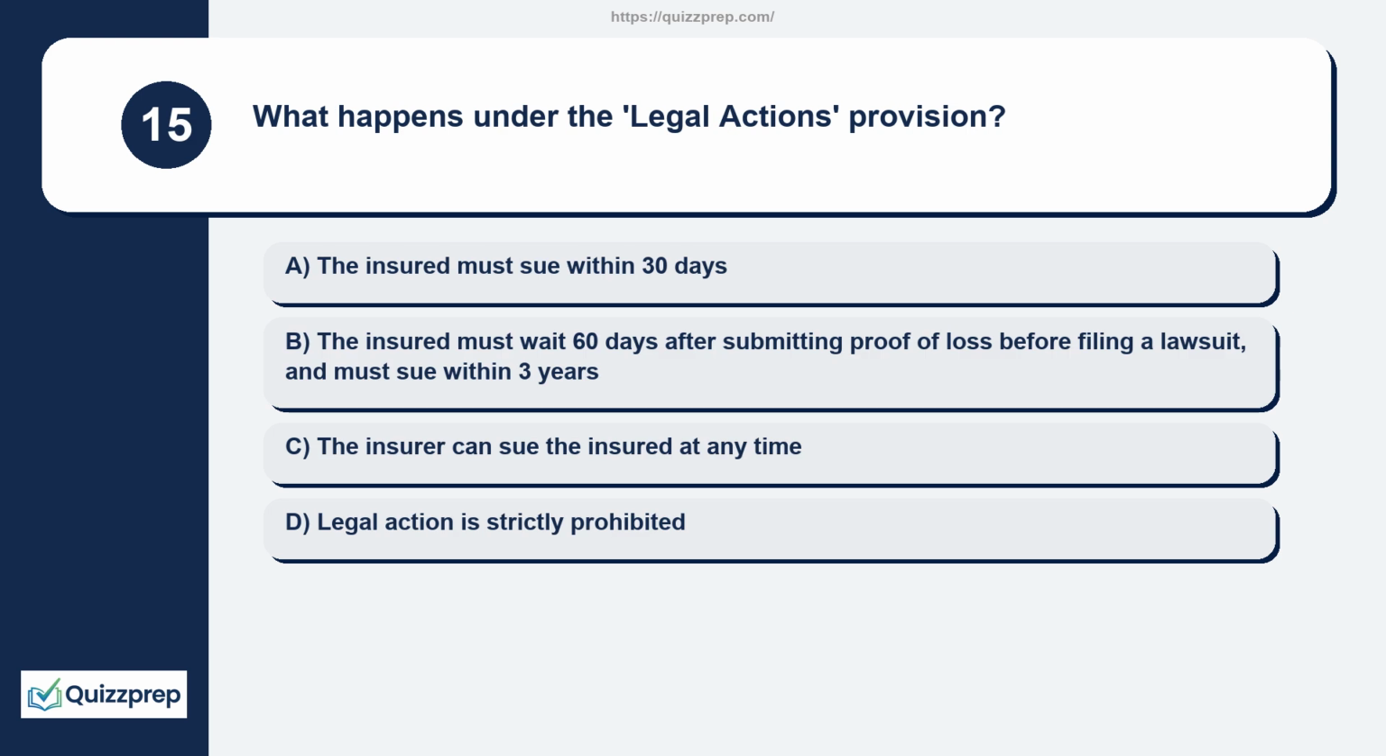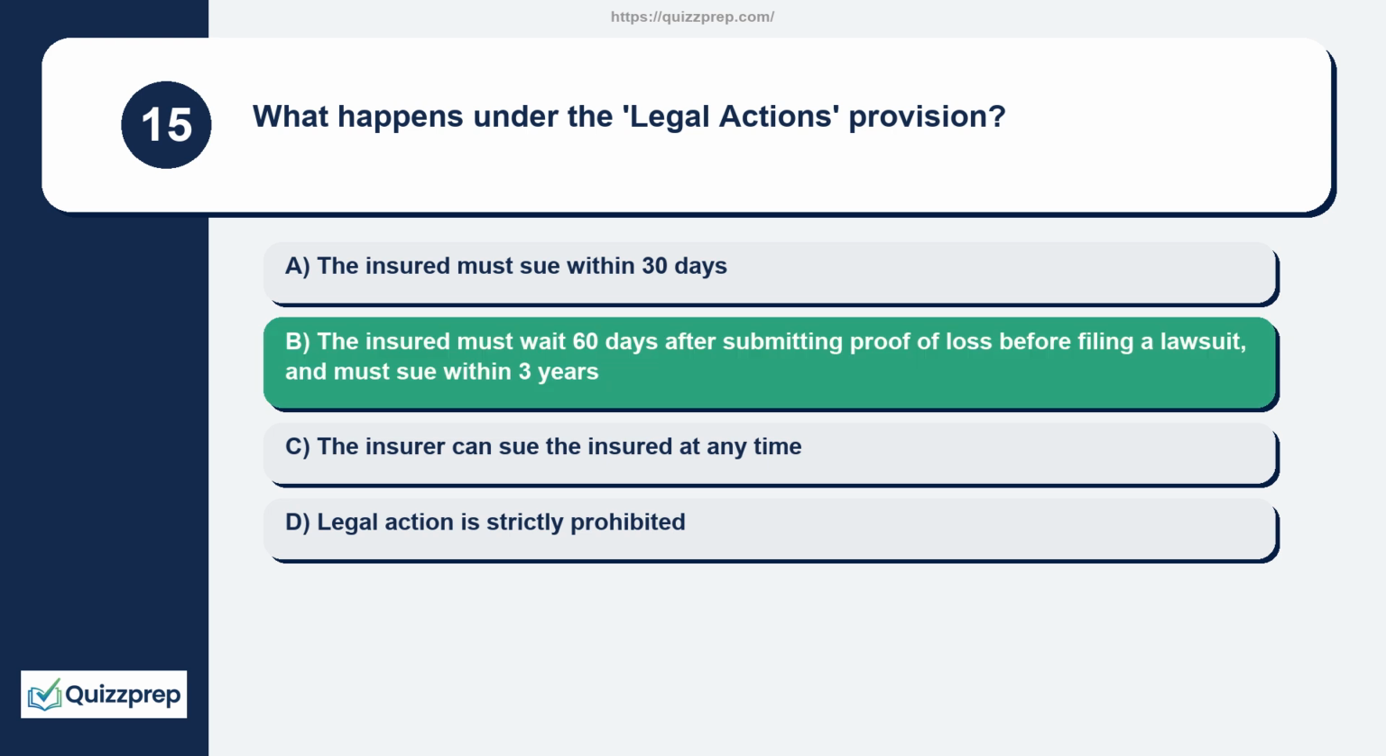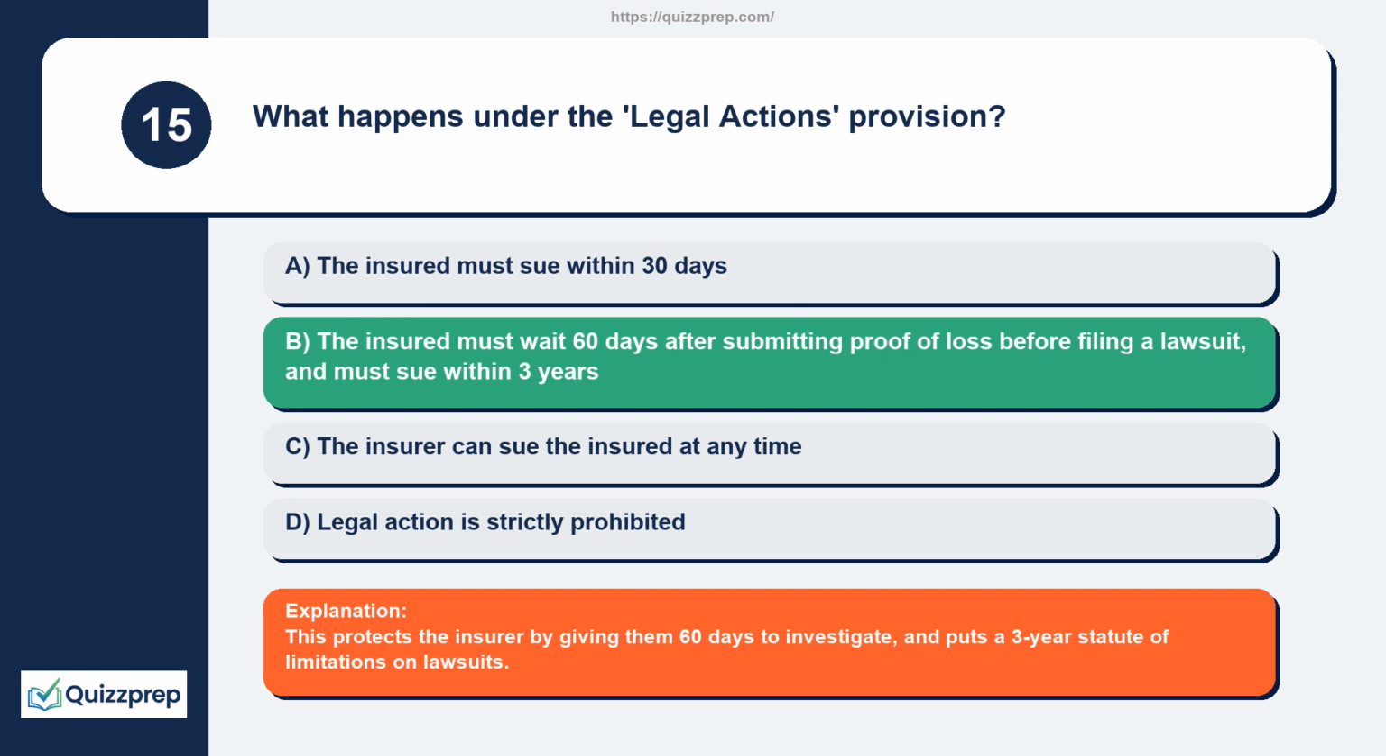Question 15. What happens under the legal actions provision? The insured must sue within 30 days. The insured must wait 60 days after submitting proof of loss before filing a lawsuit, and must sue within 3 years. The insurer can sue the insured at any time. Legal action is strictly prohibited. This protects the insurer by giving them 60 days to investigate, and puts a 3-year statute of limitations on lawsuits.